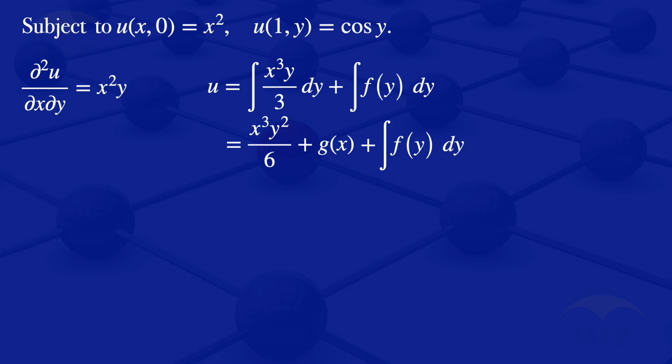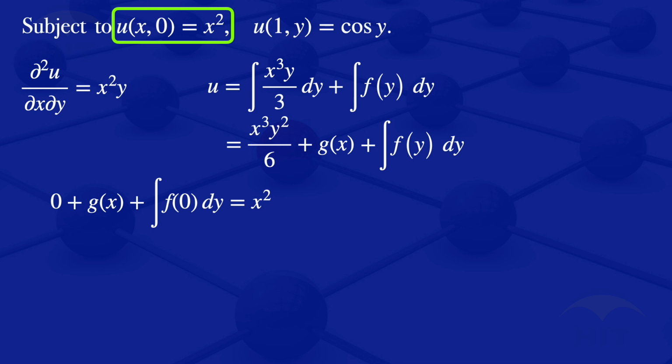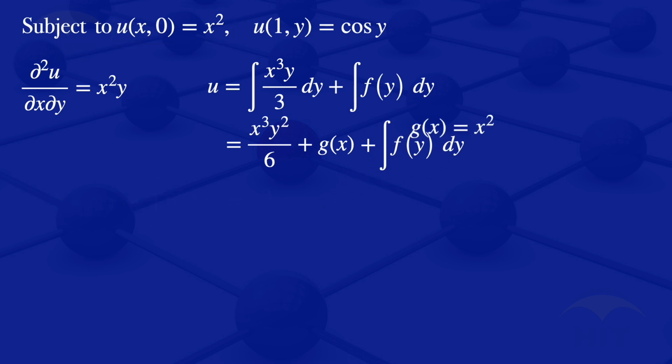We now apply the conditions that we are given. We are given that u(x, 0) is equals to x squared. What we are doing there is in our equation for u there, where we have y, we put 0. So what we would have there is the result is 0 plus g of x plus the integral of f of 0 with respect to y is equals to x squared. But when you are looking at this, when you are integrating with respect to y, the result that we get is a function of y. But on the right-hand side, we don't have any function which is in terms of y there. So that would just mean that there is no y, so that part will be 0. So we have that our g of x is equals to x squared.